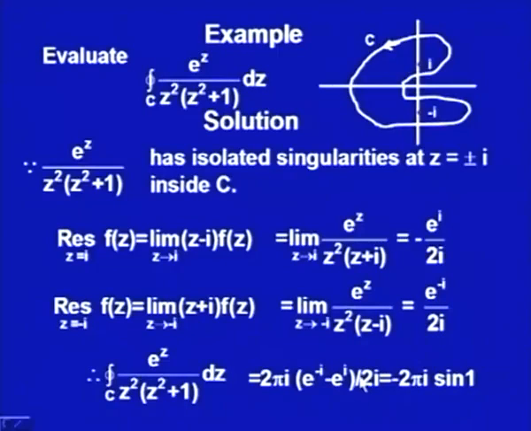So, with 1 upon 2i taken common, we are getting e to the power minus i minus e to the power i, or rather you could write it as minus of e to the power i minus e to the power minus i upon 2i, that we do know is nothing but sine 1. So, we are getting minus 2 pi i sine 1. So, the integral along this contour of the function is coming as minus 2 pi i sine 1.